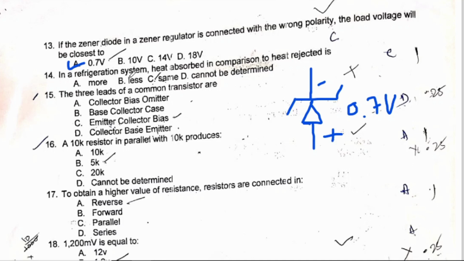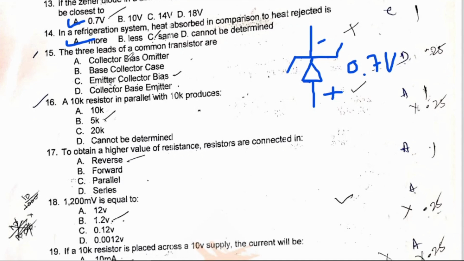Next question. In the refrigeration system, heat absorbed in comparison to heat rejected is... Heat absorbed will always be more because the main function of the refrigeration system is cooling. So heat absorbed in comparison to heat rejected is always more. Option A is the correct answer here. Next, the three leads of the common transistor, this was again repeated as a question. A common transistor contains collector, base and emitter. Option D is the correct answer here.